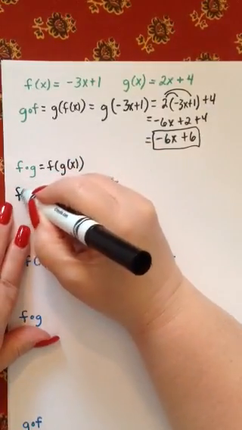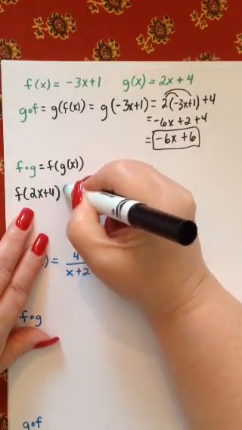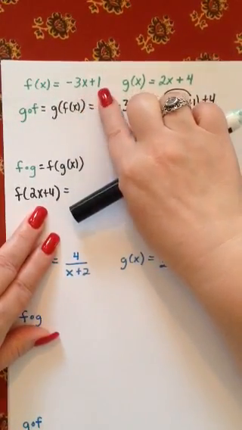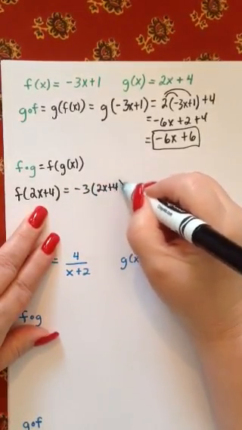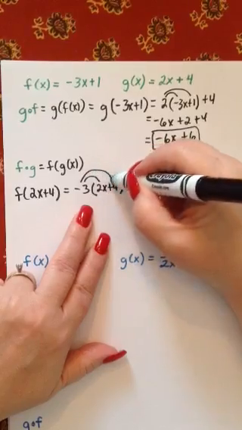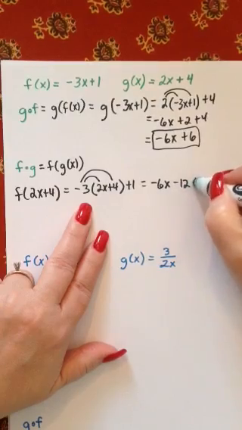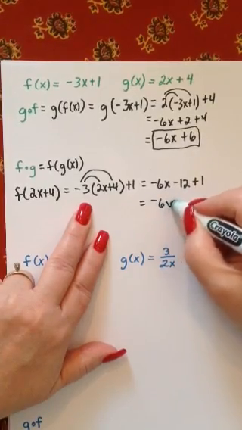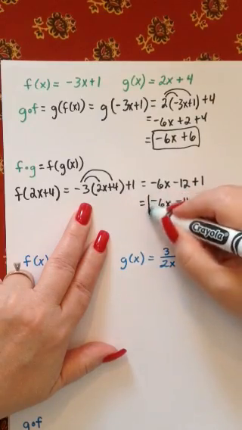So in this one I'll say f of, and instead of g of x I'm going to put in 2x plus 4. And then the f function says take what's in the parentheses, multiply it by negative 3, and then add 1. So I go negative 3 times what's in the parentheses, and then add 1. So this will come out to be, we'll just distribute, negative 6x minus 12 plus 1. And then I just collect like terms. So final answer here would be negative 6x, and negative 12 plus 1 gives you negative 11. So that would be our answer there.